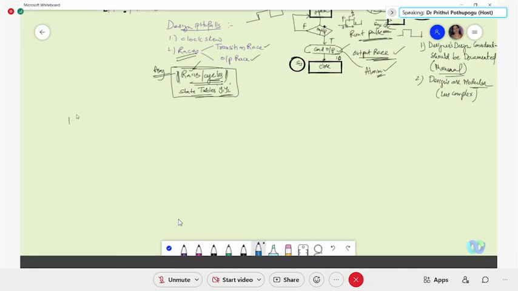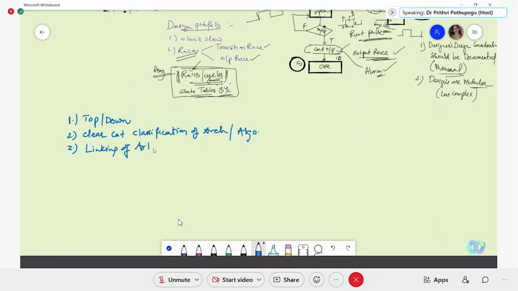So the first step is, when you have begun, we said prefer the top-down approach. Before ASMs, these were the points we have seen. Clear-cut classification of architecture and algorithm. The third one is linking of your architecture and algorithm. Is it proper or not?